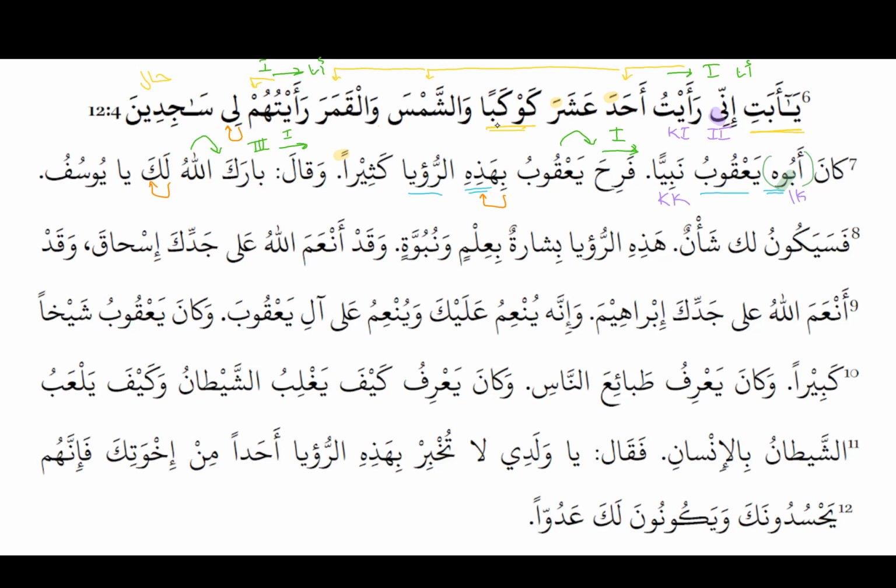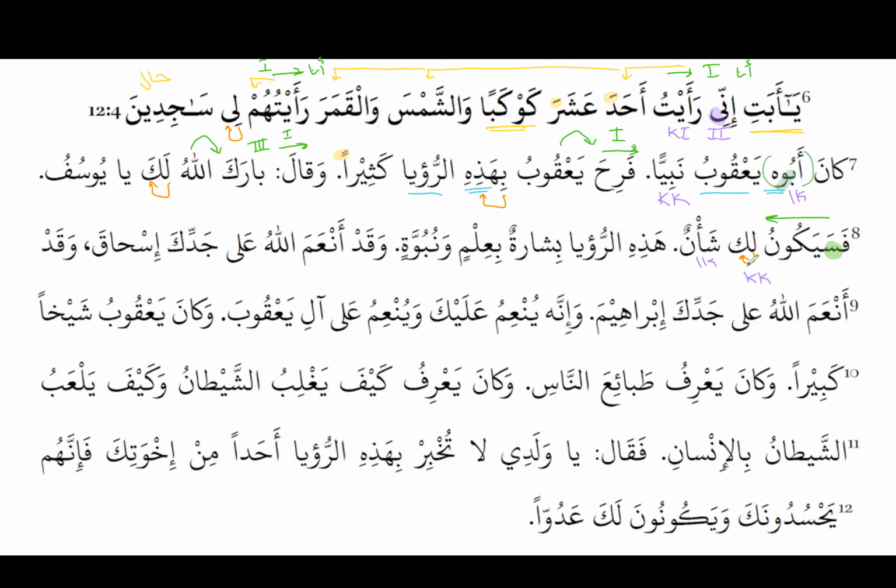فَسَيَكُونُ لَكَ شَأْنٌ. Okay, so we have kana again, but this time kana is in the future tense, right? Why? Because of the seen. You see the seen in the beginning? So we have the seen with the present tense is going to create the future tense. سَيَكُونُ لَكَ شَأْنٌ. So we see شَأْنٌ has the dammatain. That means that شَأْنٌ is our ism kana, excuse me. And laka is going to be our khabar kana. It's a jar majrur shibh jumla. That is our khabar kana. Okay.